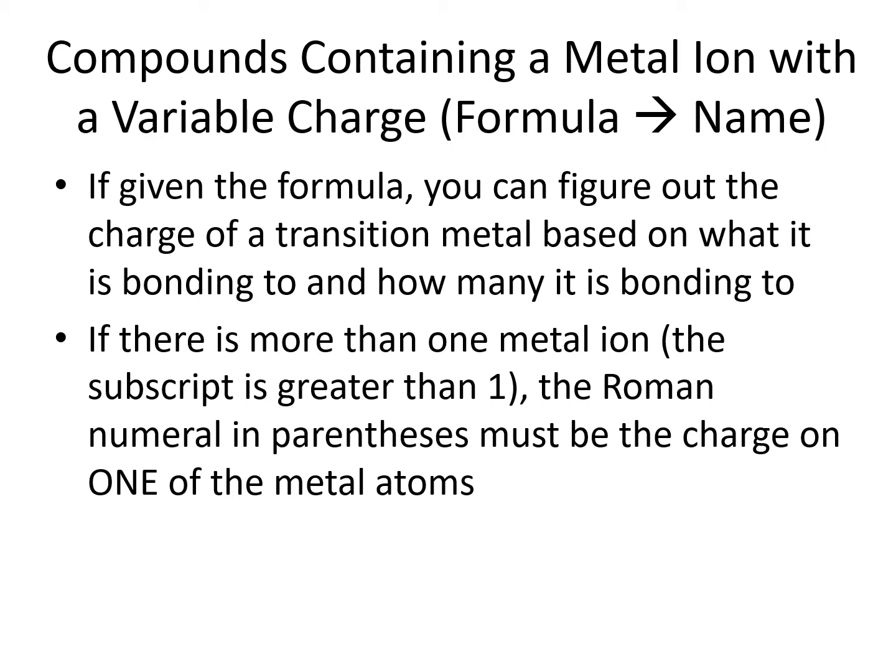Also, something to keep in mind is that if we have more than one of a particular metal ion within the compound, that is, if the subscript is greater than 1, then that Roman numeral in parentheses refers to the charge on one of the metal atoms. In our next example, the compound has 3 iron atoms, but the charge written as Roman numerals in parentheses will be the charge on 1 out of the 3 irons.